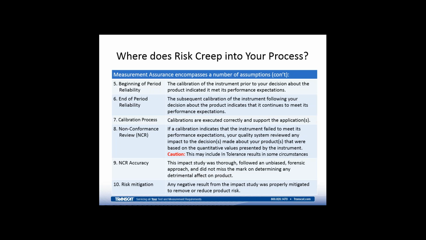Beginning and end of period reliability of the calibration data showing that the instrument indeed maintained its performance specs, or if it was customer driven for the tolerances on the instrumentation to make sure it met those specs. So end of period reliability is really the part of calibration that's the most critical to say, how did this instrument end up at the end of the calibration, and could there have been any differences in the decisions made on product if that end of period calibration indicated it was out of tolerance.